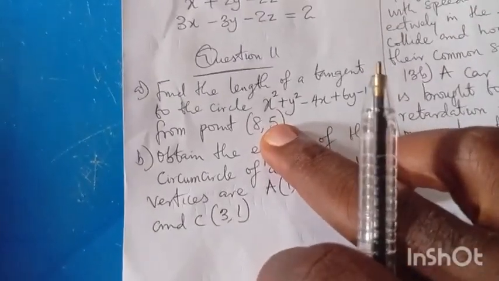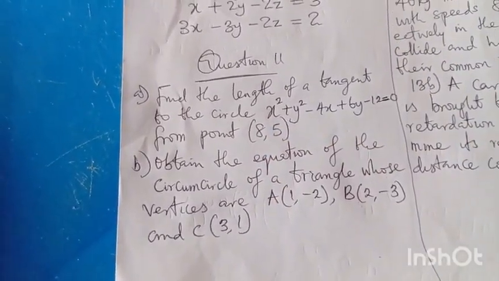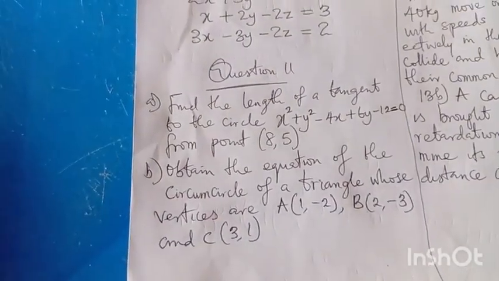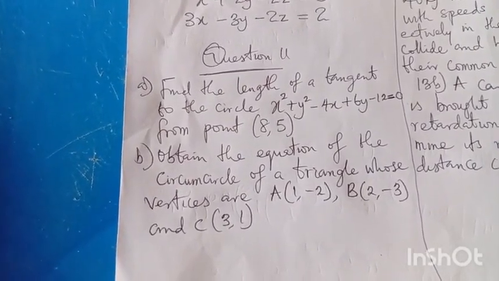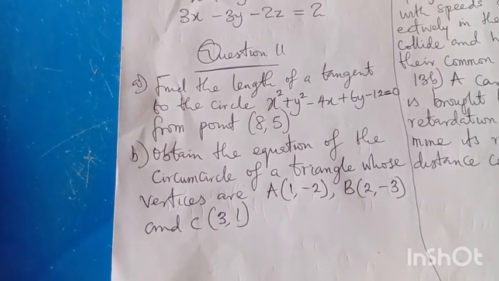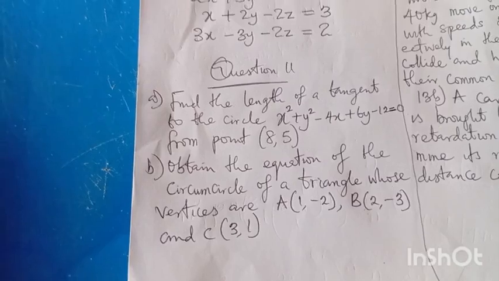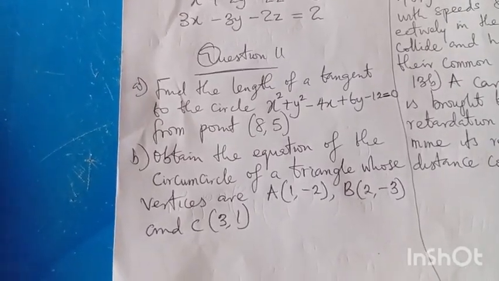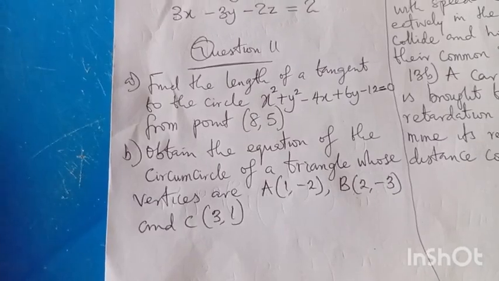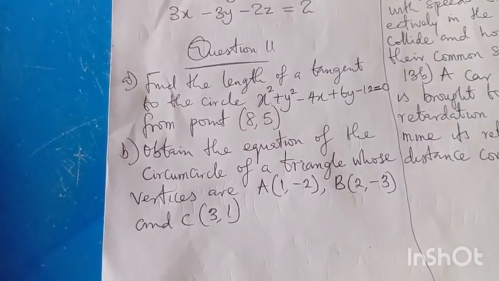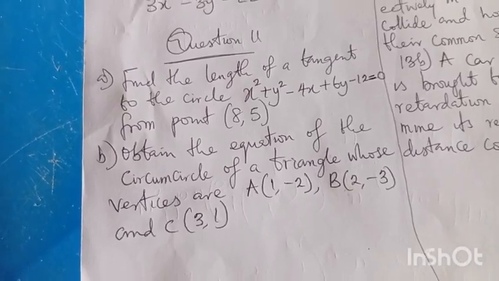Alright, let's go to question number 11. Question 11a says: find the length of a tangent to the circle x squared plus y squared minus 4x plus 6y minus 12 equals 0 from the point (8, 5). The B part says: obtain the equation of the circumcircle of a triangle whose vertices are A(1, -2), B(2, -3), and C(3, 1). Those are the coordinates of the triangle. Alright, now let's solve the question without wasting our time.